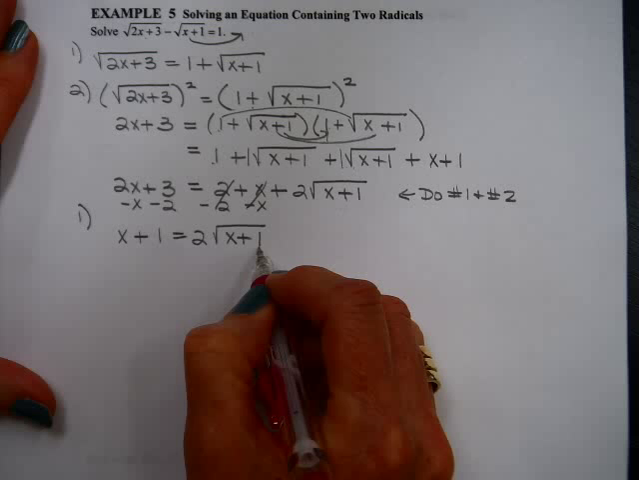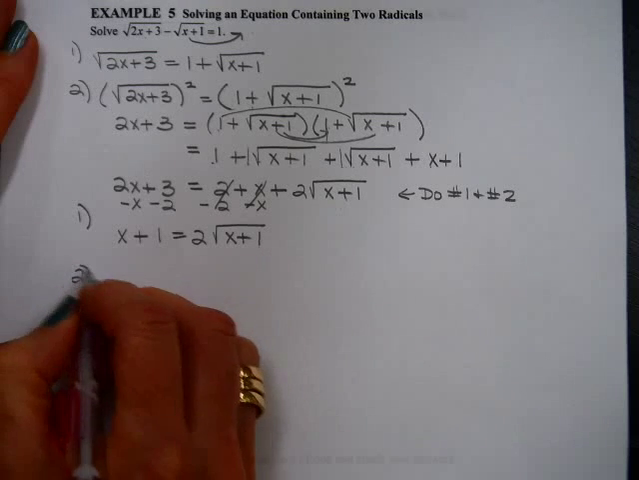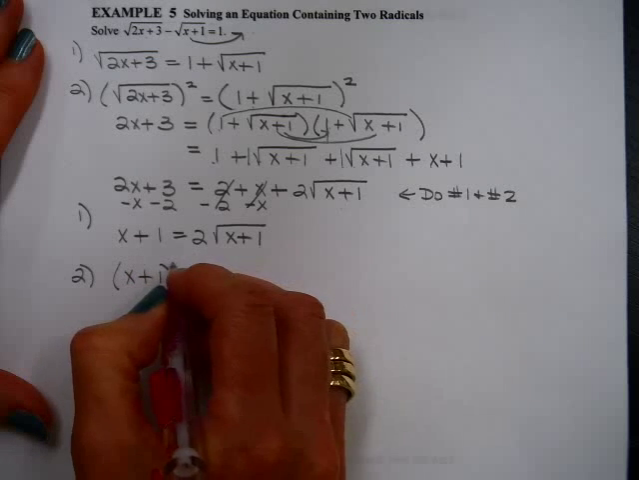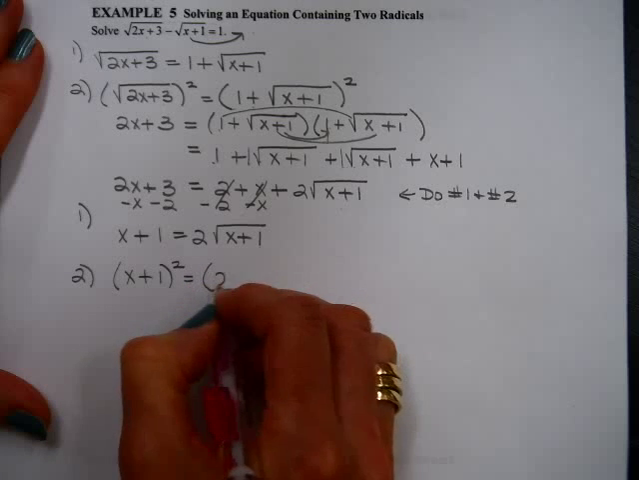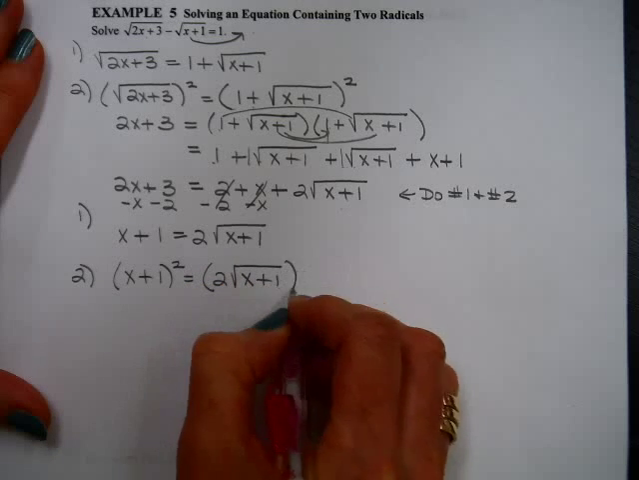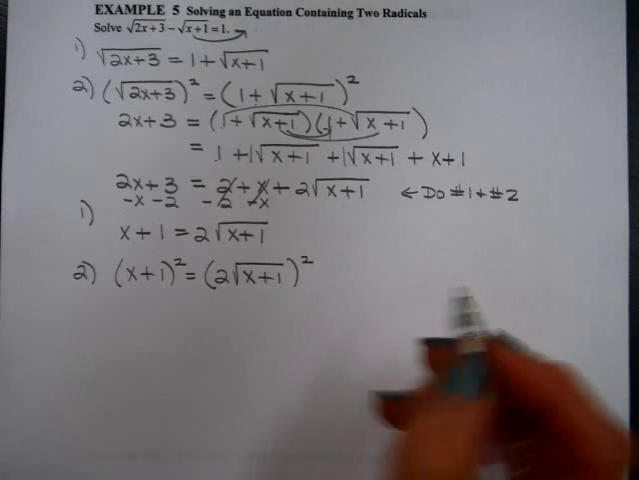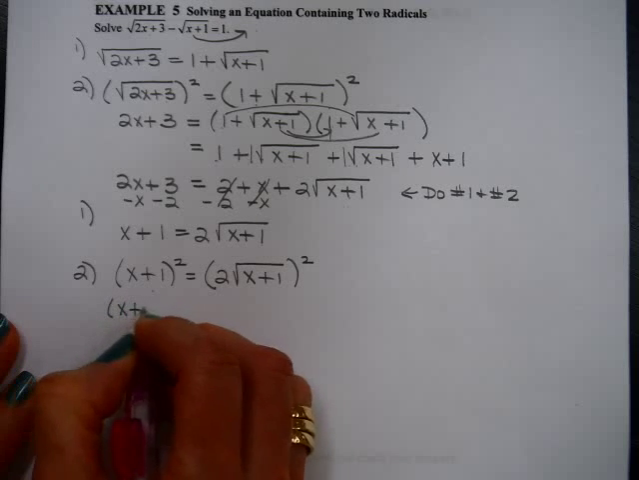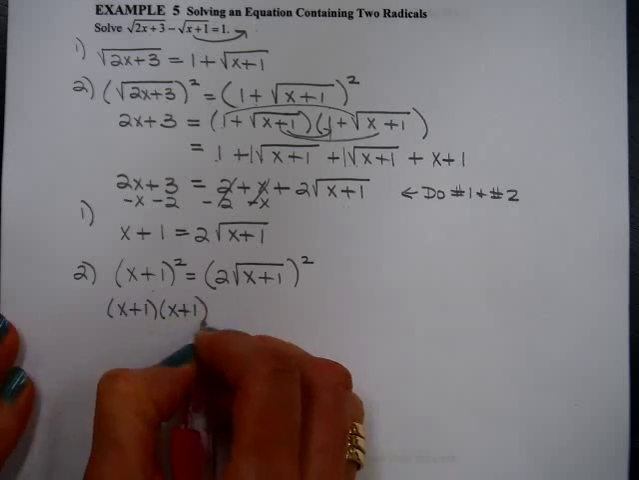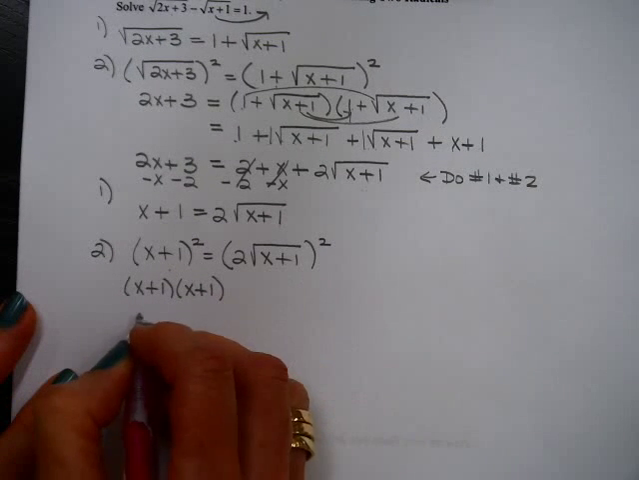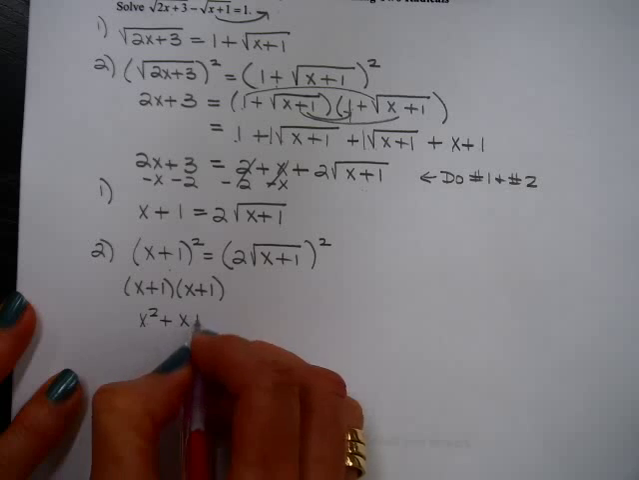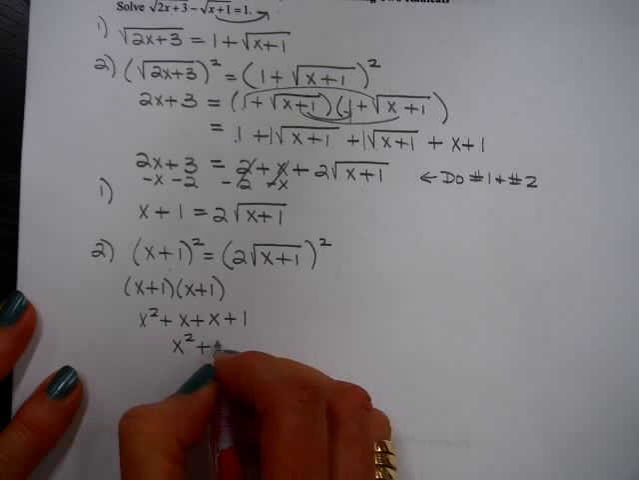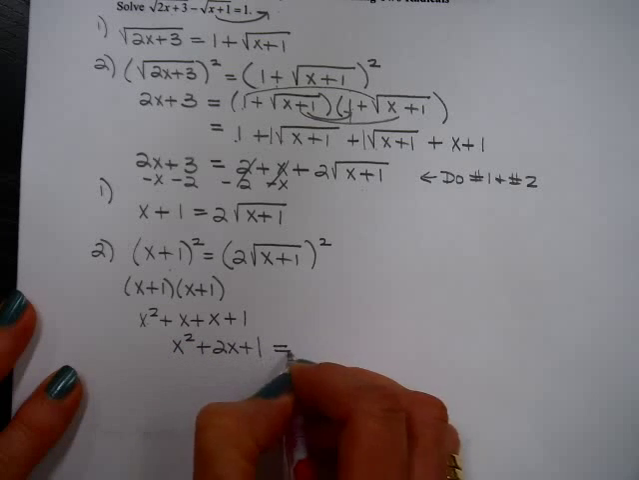This is now isolated. So now we take both sides and we can square them. X plus 1 squared is equal to 2 square roots of x plus 1 squared. This is a binomial squared, so we write it twice. X plus 1 times x plus 1, and we FOIL it out. X squared plus x plus x plus 1, that is going to give you x squared plus 2x plus 1 equals.